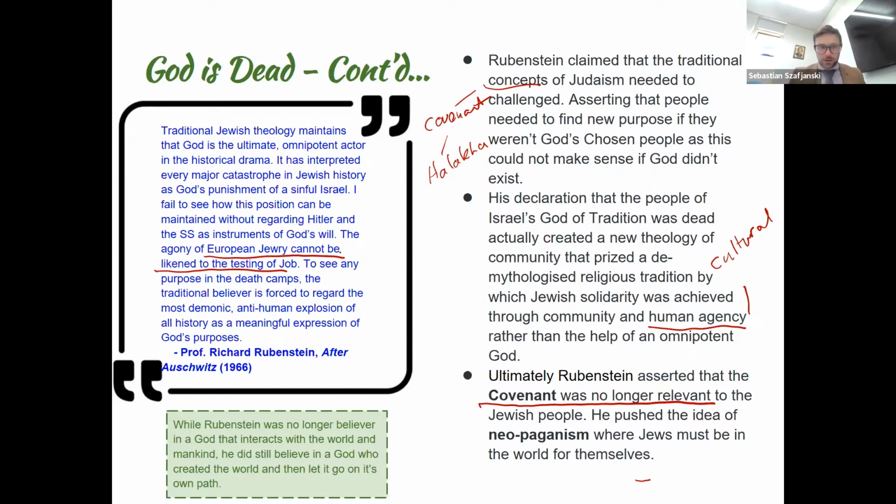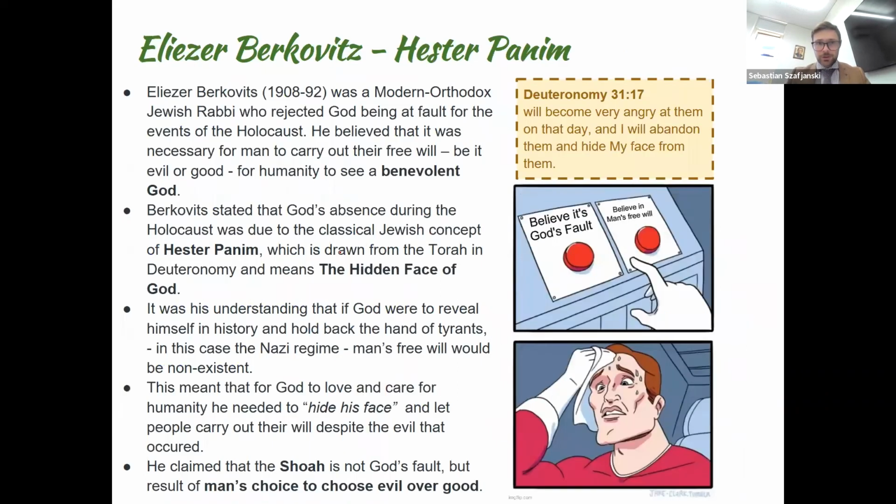While Rubinstein was no longer a believer in a God that interacts in the world of mankind, it's important to note this green box at the bottom, he did still believe in a God who created a world and then let it go on its own path. So he was like, yes, there was a God, God was there, but then suddenly either he stopped interacting with the world or he's just left. Okay, so that's our first contribution.